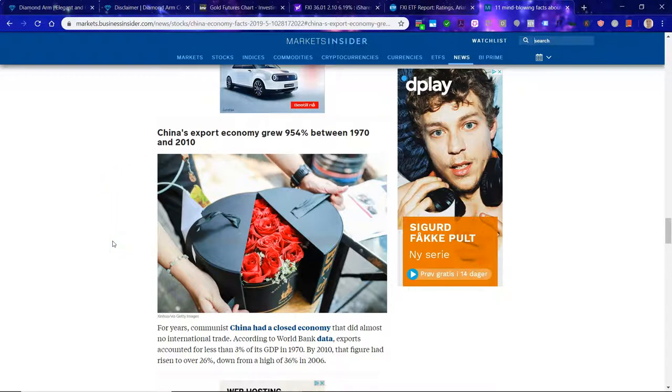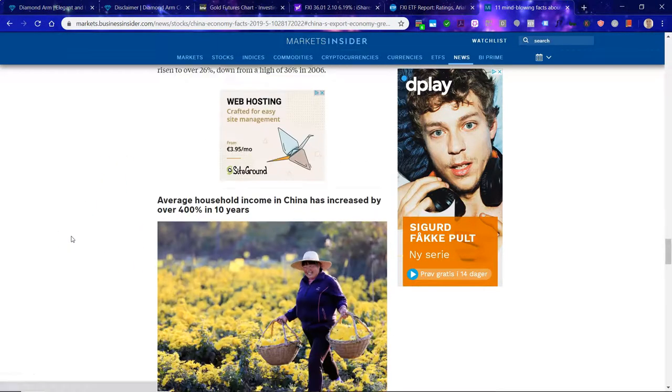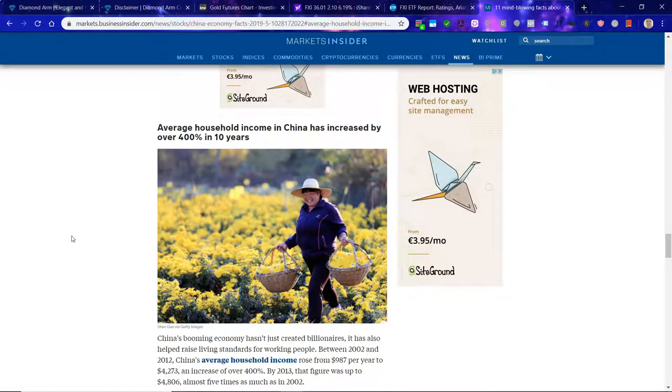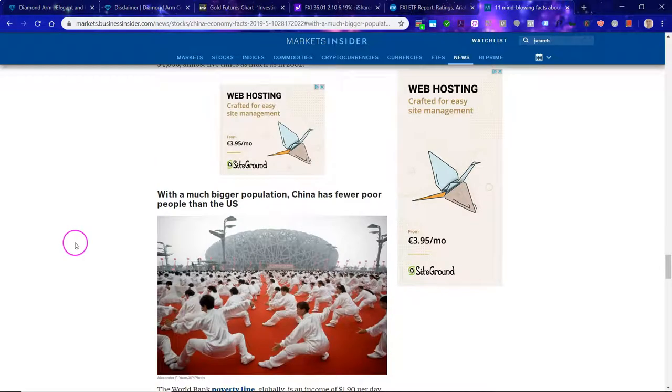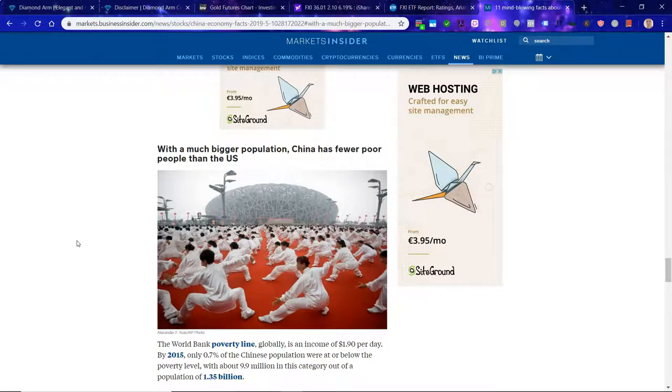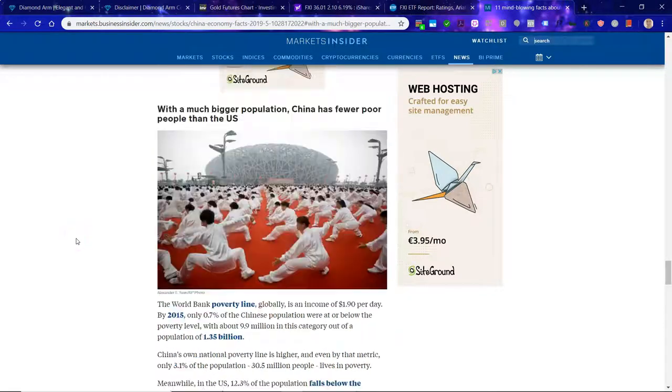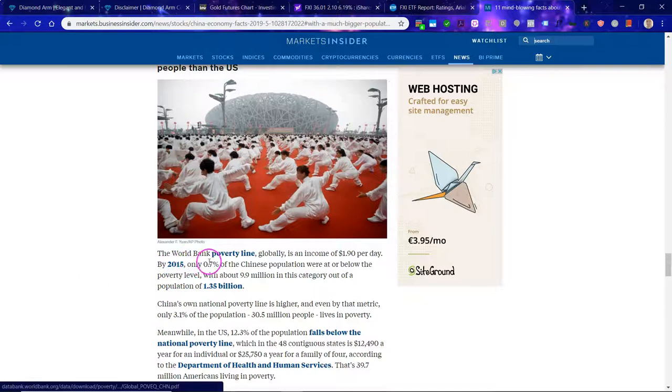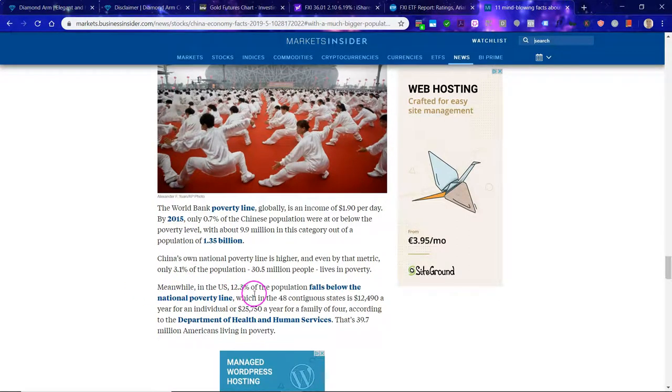China's export economy grew 954% between 1970 and 2010. That's absolutely humongous. Average household income in China has increased by over 400% in 10 years. With a much bigger population, China has fewer poor people than the US. That's very interesting. The World Bank poverty line globally is an income of $1.90 per day. In the US, 12.3% of the population falls below the national poverty line.